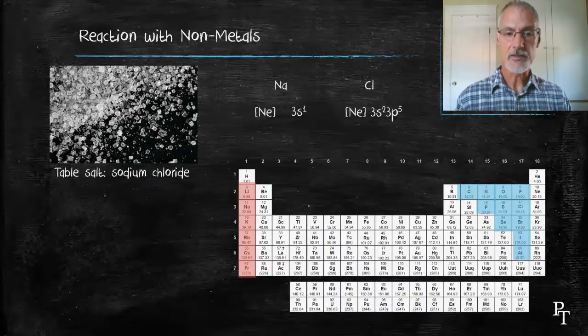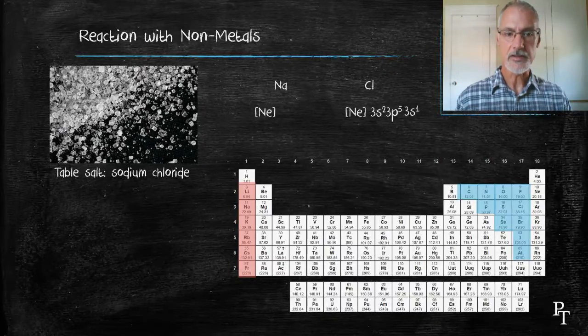Sodium will lose that 3s1 electron, donating it to the chlorine, and thereby the species will then have a complete and stable outer electron configuration similar to that of argon. And that then develops the charges on our two species. These have opposite charges and will tend to attract each other. This is the nature of an ionic compound.